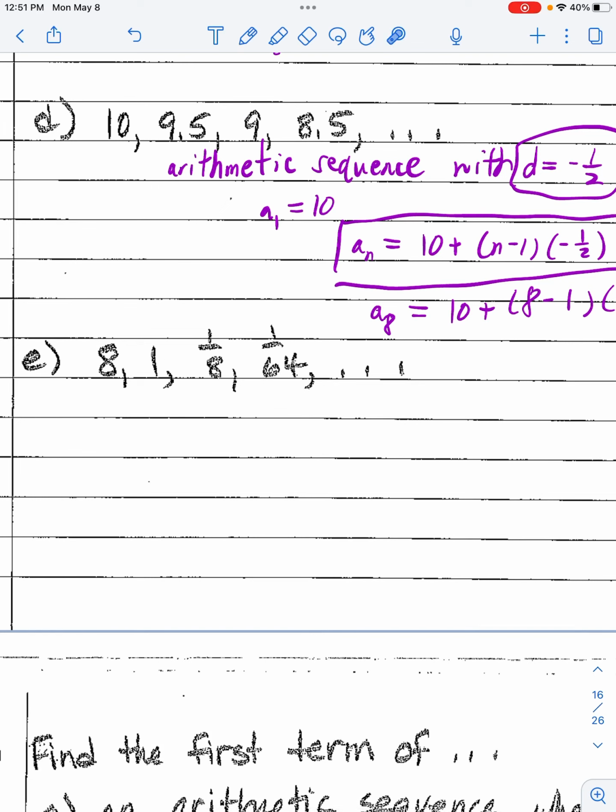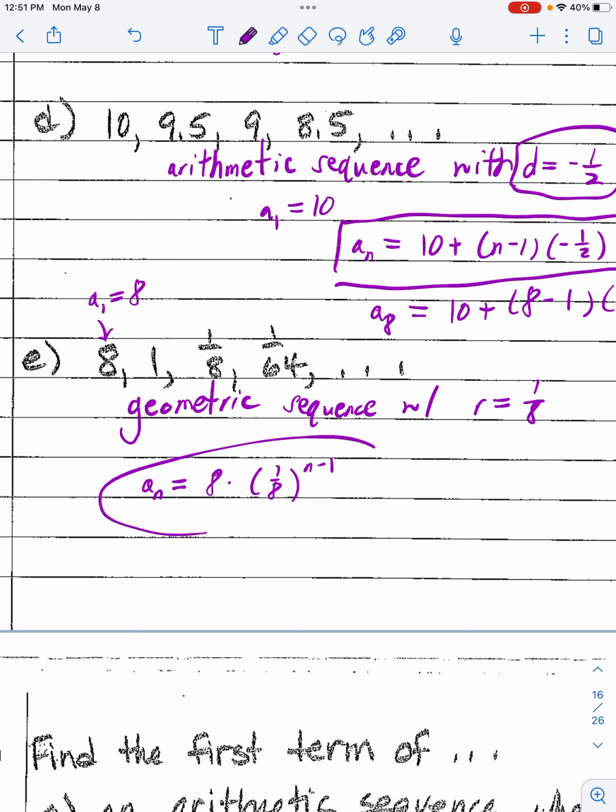Right? To go from 8 to 1, I can subtract 7, but the problem here is that I can't subtract 7 to go from 1 to 1 eighth, okay? So it's got to be a geometric sequence. To go from 8 to 1, I multiply by 1 eighth. To go from 1 to 1 eighth, I multiply by 1 eighth. Again, to go from 1 eighth to 1 over 64, I multiply by an eighth. So I have a geometric sequence here with r equal to 1 eighth, okay? That first term right there, a sub 1 equals 8. So my explicit formula is 8 times 1 eighth raised to the n minus 1. There's that. And then to find the eighth term, I just plug in 8 for my n.